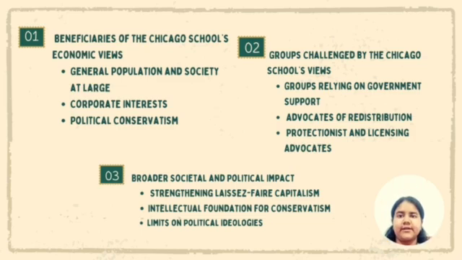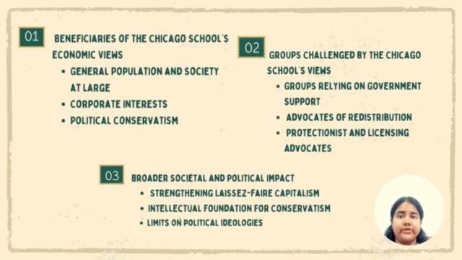Next, let's look into the groups challenged by the Chicago School's views. While many benefited, others faced disadvantages from the application of Chicago School principles. The first group is those relying on government support, such as farm interests. The Chicago School opposes subsidies and price supports, which are lifelines for many in the agricultural sector.